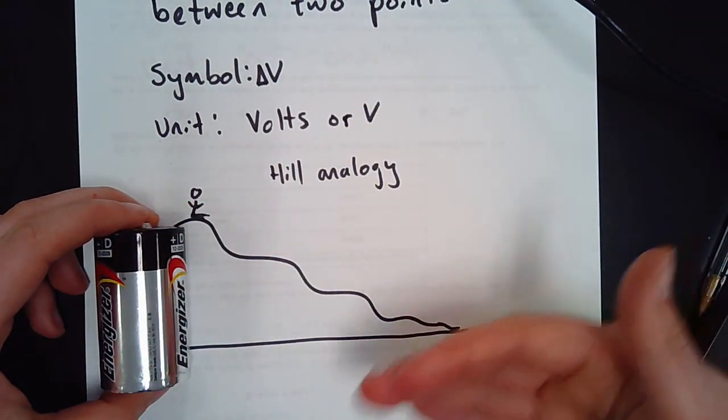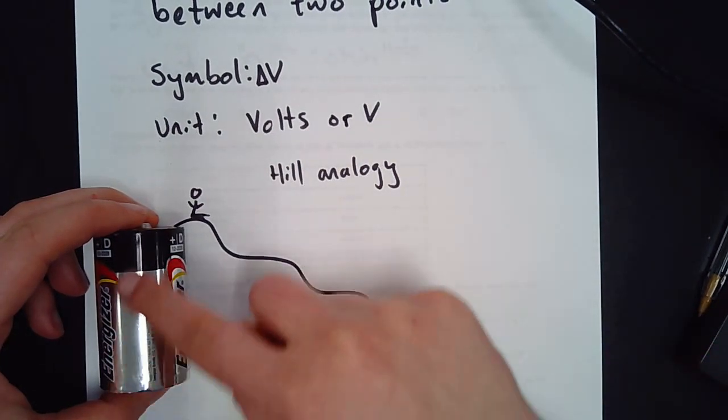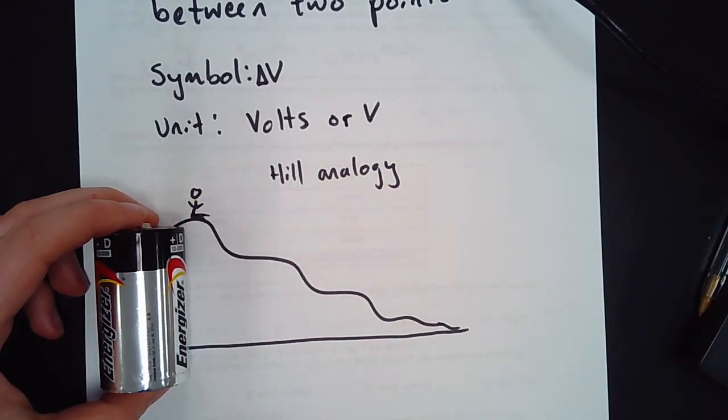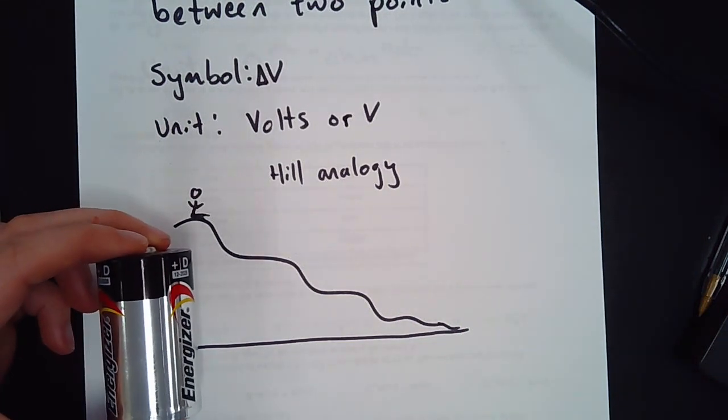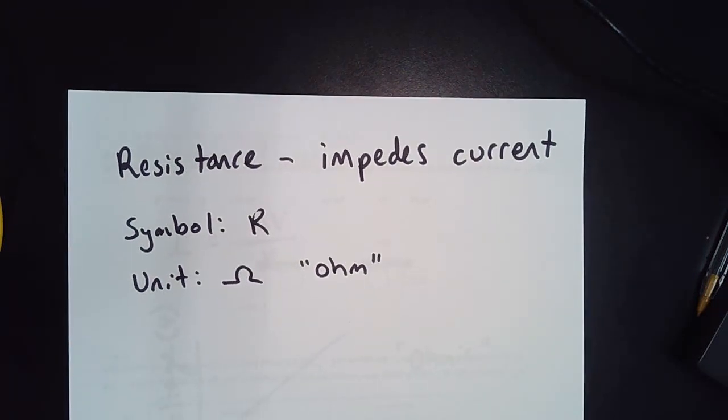Remember, if you're charged, you're conserved. So the same charge is going to be used over and over and over again. It just needs something to drive it through the system. And that's going to be your potential difference. Okay. Last but not least is resistance.